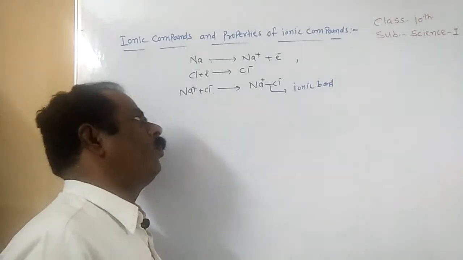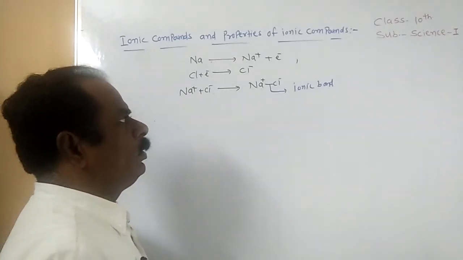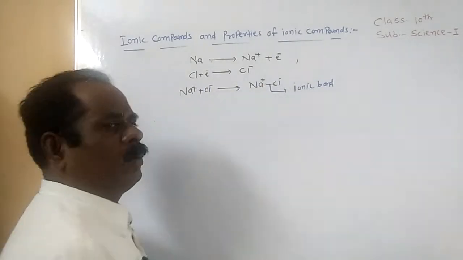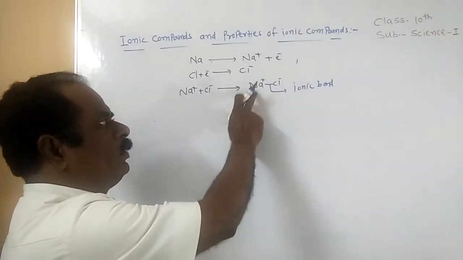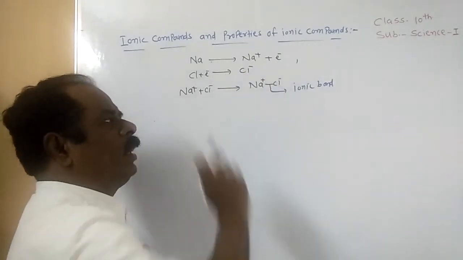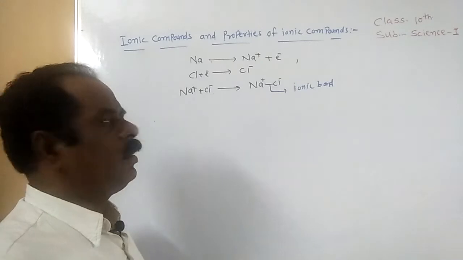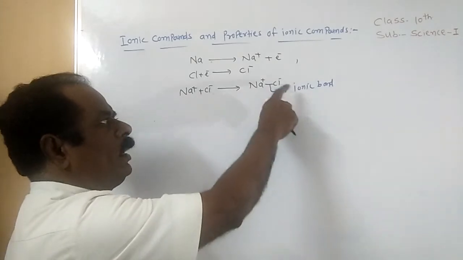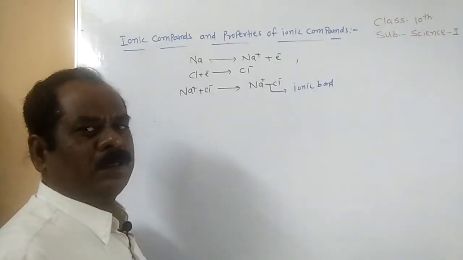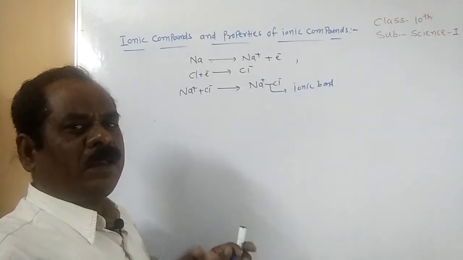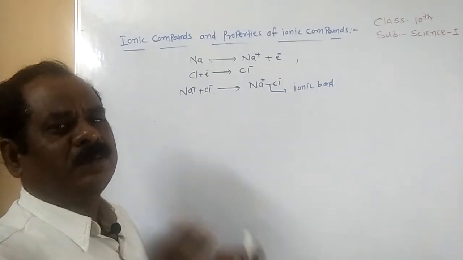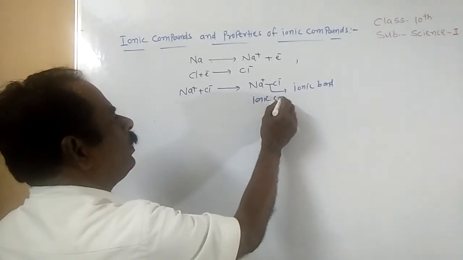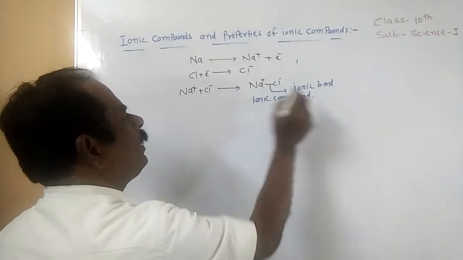Again, remember one important point: in the ionic compound, the magnitude of the electrical charge on the cations and anions is the same. Here you see, in the case of sodium there is one positive charge, and on the chlorine atom there is one negative charge. In the compound, these electrical charges are balanced out. Hence, the ionic compound is electrically neutral. They act as electrically neutral.